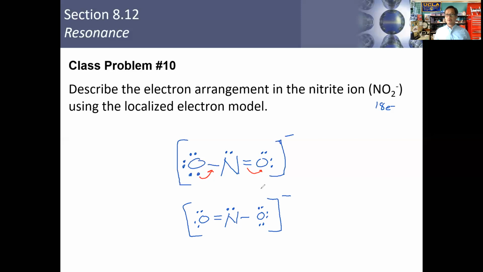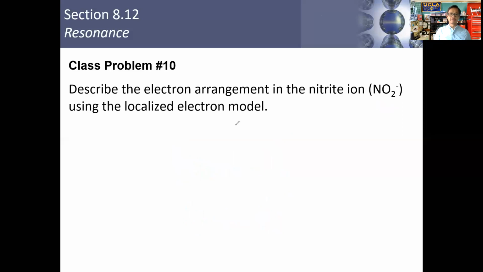All right, one last thing I want to ask you to do real quick before we finish up here. So this is nitrite, what would the structure for nitrogen dioxide be, which is a neutral molecule? So this molecule does exist. Here we had 18 valence electrons, remember. Here we're going to have 17 valence electrons. And so what would this structure look like here?